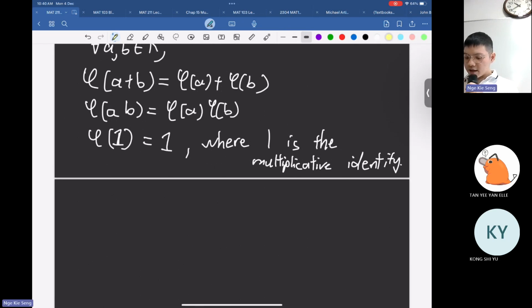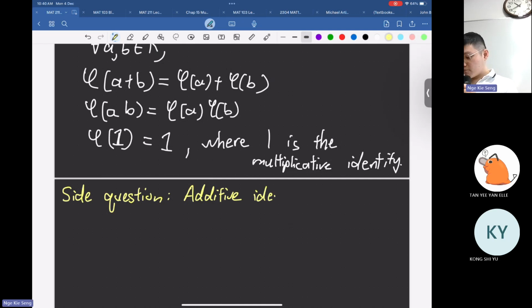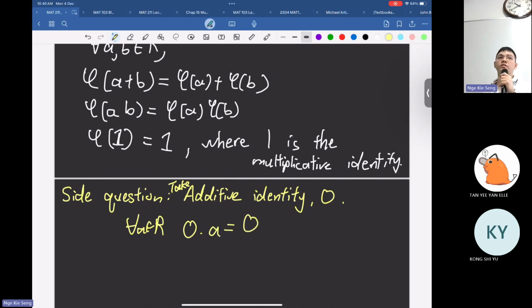So actually, there's a side question asked by Wayne. Right. So Wayne asks, why if you take the additive identity 0, 0 times all the A in your ring is 0. Have you guys ever proved this in your vector space? Ming-Xiu says got it? Zi-Qian also got it? Wayne forgot? How to prove this?